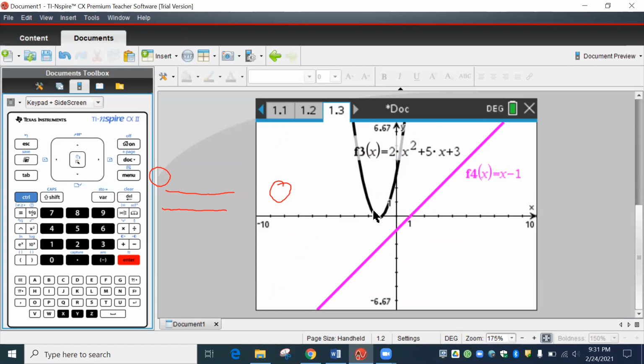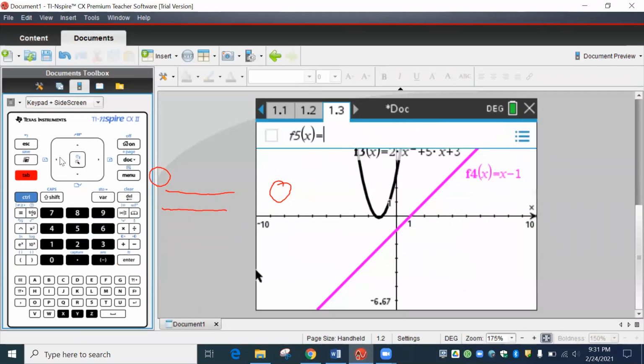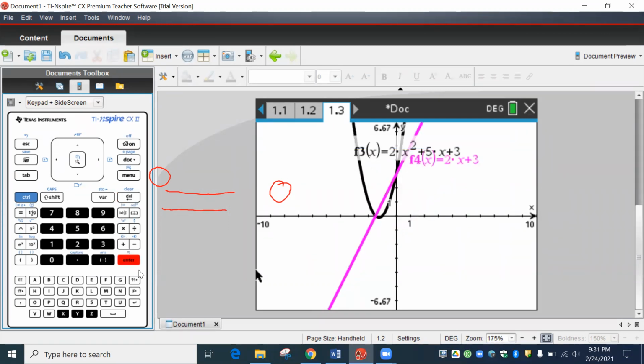I know at this point you're saying, okay, well, it's got to be D. I would still check it to make sure. So 2x plus 3. So tab, 2x plus 3. Hit enter. And look at that. So they are crossing right there on the x-axis. And so this is going to be our answer right here.